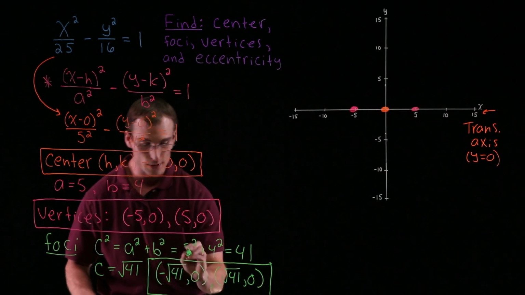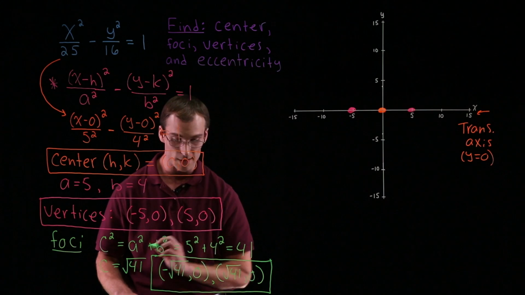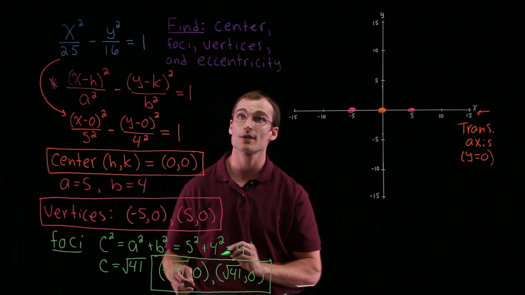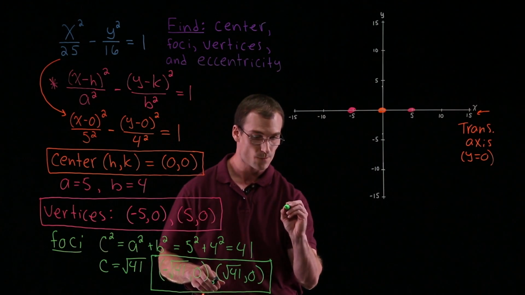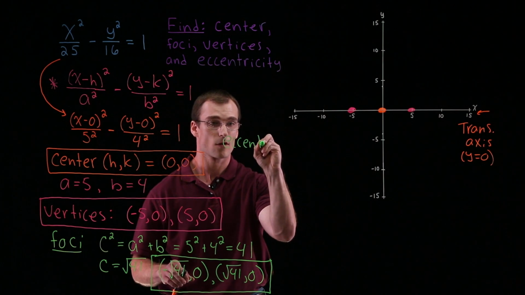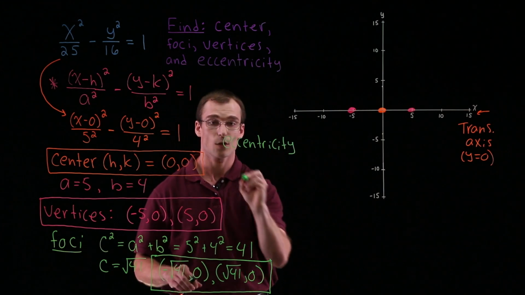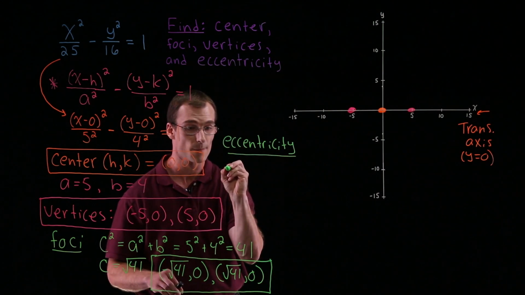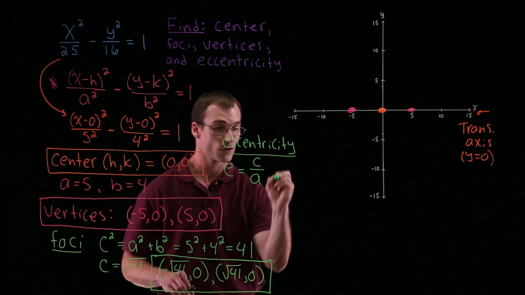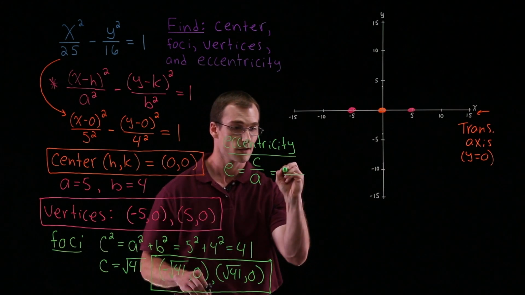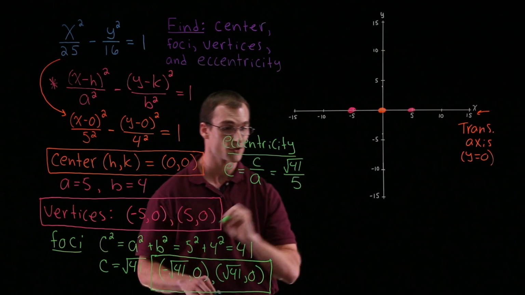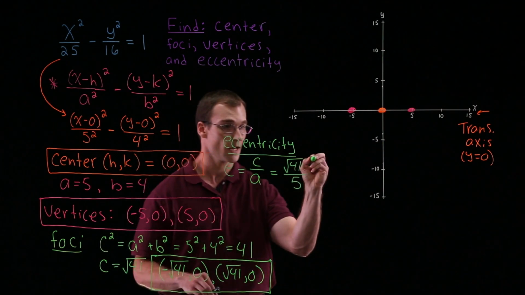In sketching the graph, we really don't need these today, so I'm not going to plot those points. So we have our center, vertices, and foci. What else do we have? Our eccentricity. How do we find it? The eccentricity is the number e, which is simply c divided by a. We know our c is the positive square root of 41, divided by a, which is 5. So we have that in exact form.